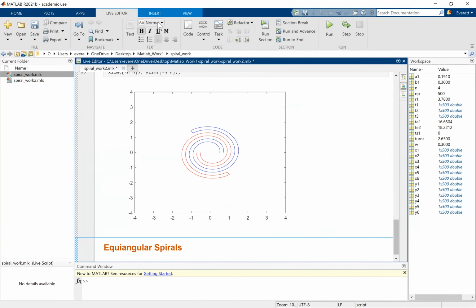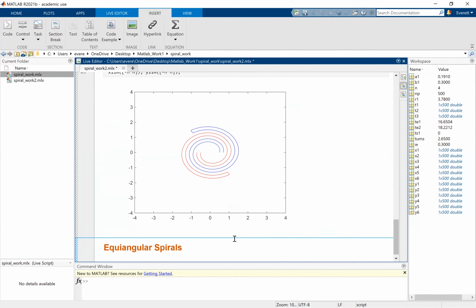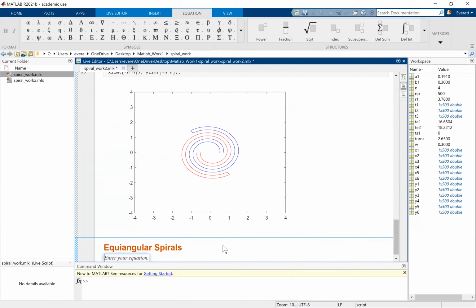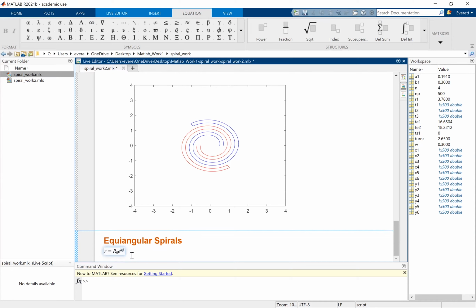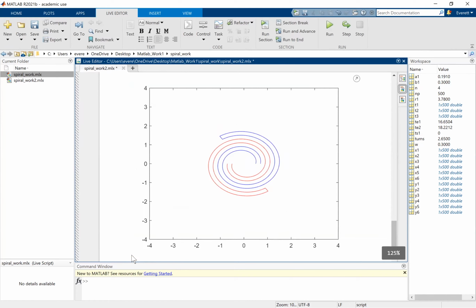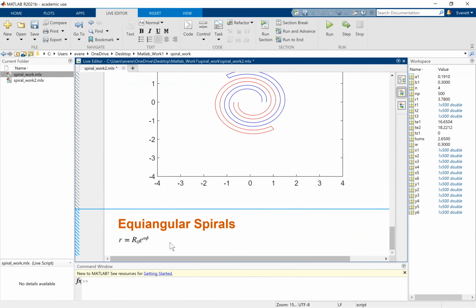Here's the work we did for Archimedean spirals, but now I'm going to make another section, and this section is going to be on equiangular spirals. For equiangular spirals, the equation is that r, the magnitude, equals r naught times e to the a phi. So right here, if you can see that, this is our equation for equiangular spirals.